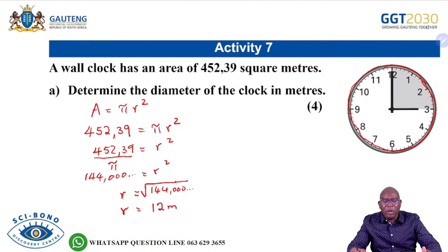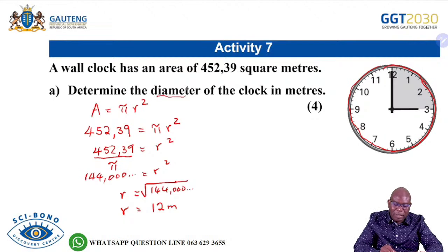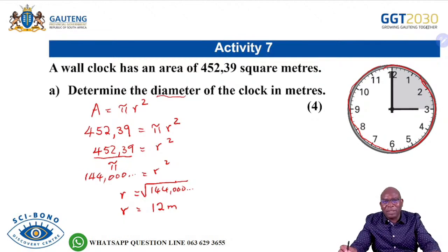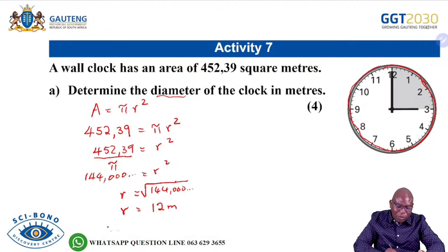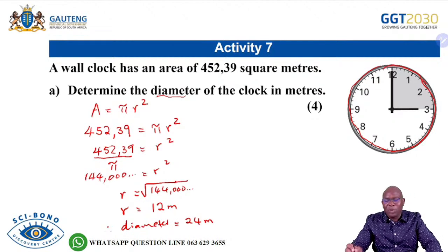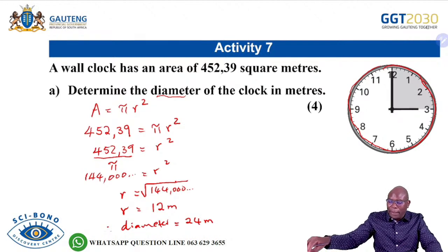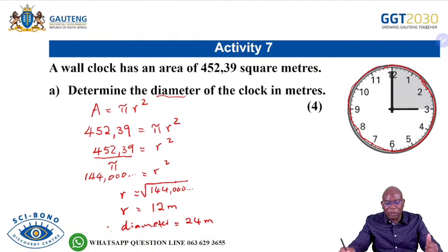Am I done? No, the question needs a diameter. But I've got a radius, which will make that an easier question. So therefore, the diameter will be equal to 24 meters. So I've got a diameter of 24 meters. So I've now answered the question. The question was to find the diameter of the clock in meters.